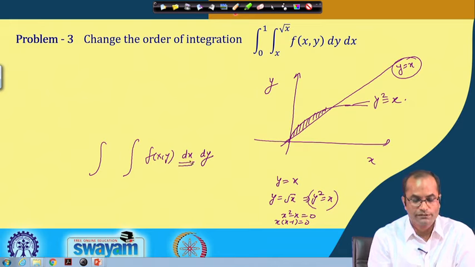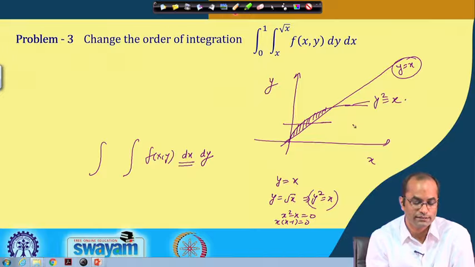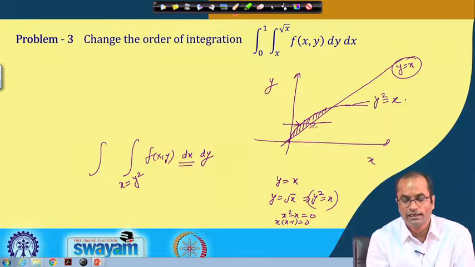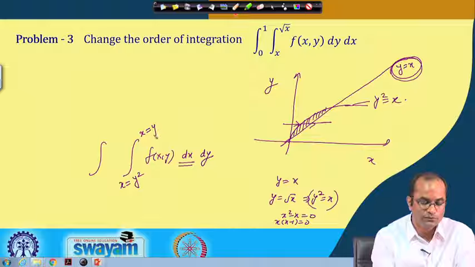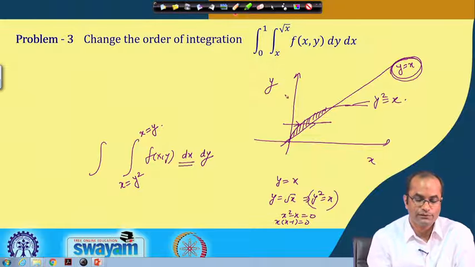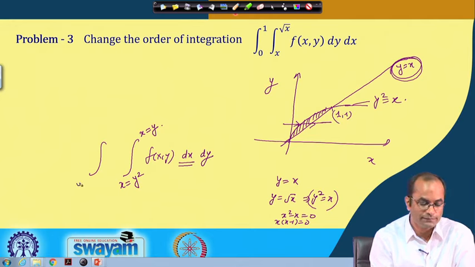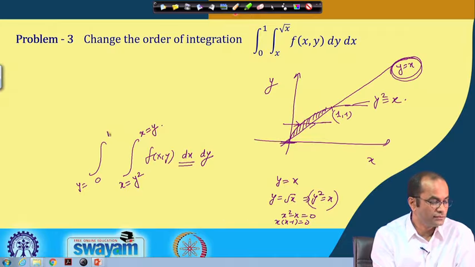So, we will fix first the limit of x. We need to draw a line here parallel to x, and we will see where it enters the domain and where it exits the domain. So, here the entry point is again the parabola. So, the limit of x will be from y squared to, and this is leaving the domain exactly at x equal to y. So, here x equal to y, and in the direction of this y, now, such lines are moving from y equal to 0 to y equal to 1.